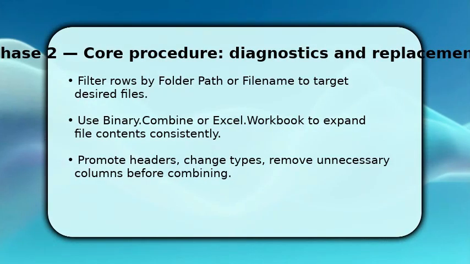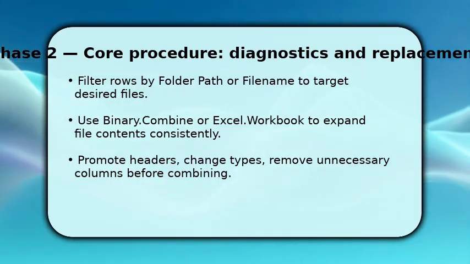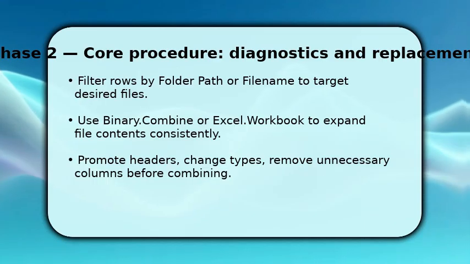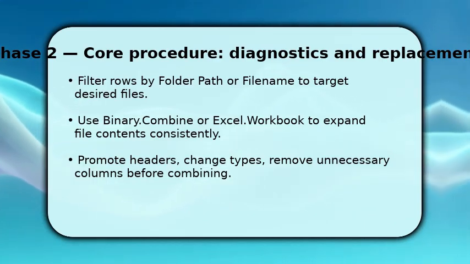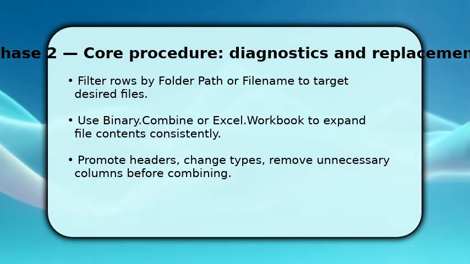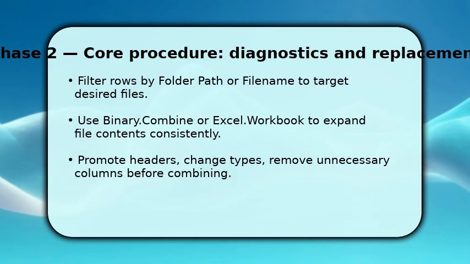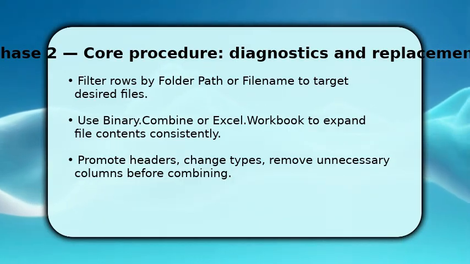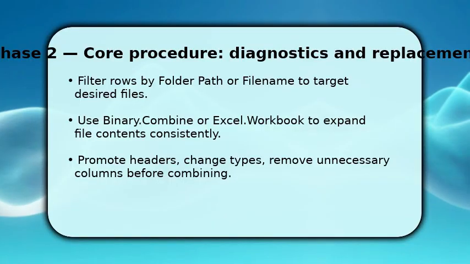Next, you handle the middle, more complex steps to shape data. In the Power Query editor, filter by folder path or file name so only target files remain. This prevents mixing sources. Click the binary link to combine files or use Excel Workbook for structured sheets, then expand tables. Promote headers and set column types early. This prevents type mismatches during append.